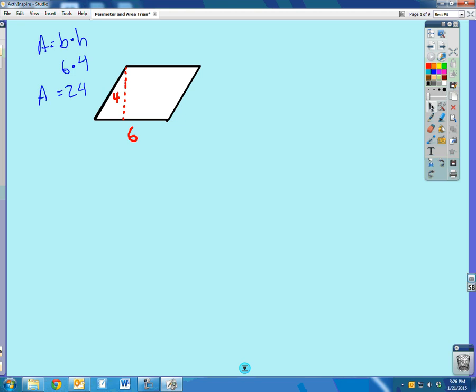Now we're going to look at what happens if we take that parallelogram and we split it in half. So if I split it in half, I've created a triangle. What's the area of the triangle? Well, if I had a parallelogram and the parallelogram was 24, and I take half of it away, the area of that triangle is going to be half of the area of the parallelogram, 12.